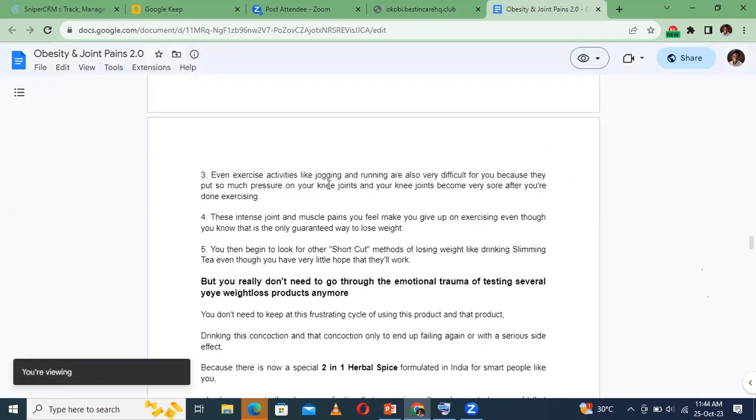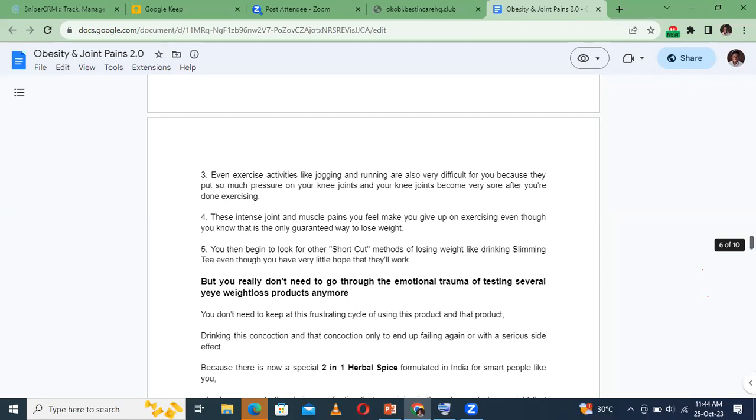Okay, let's continue. They put so much pressure on your knee joints, and your knee joints become very sore after you are done exercising. This intense joint and muscle pain you feel make you give up on exercising, even though you know that is the only guarantee to lose weight. You then begin to look for other shortcut methods of losing weight, like drinking slimming tea, even though you know you have very little hope that they work.